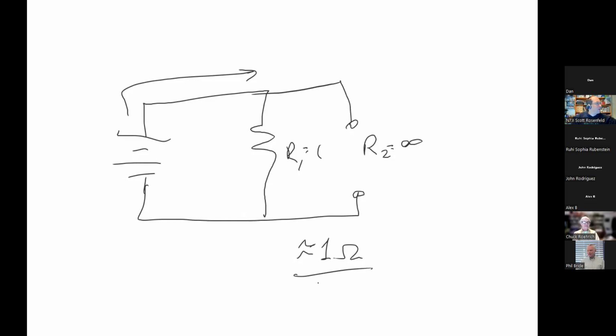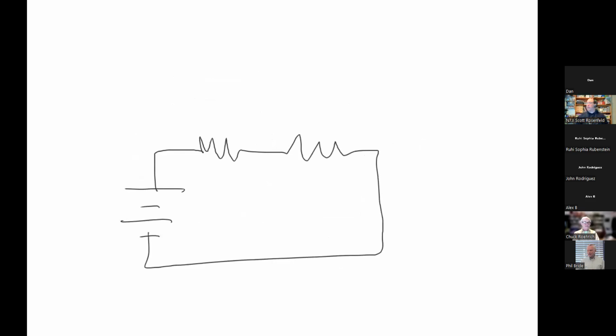Okay, so let us say that we now take a series circuit and we do this. What can you say about both of these resistors? Will they experience the same or different currents? Same. They have to be the same, because every electron that's here has to push through to here, to here, to here.